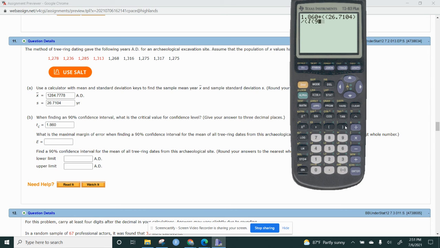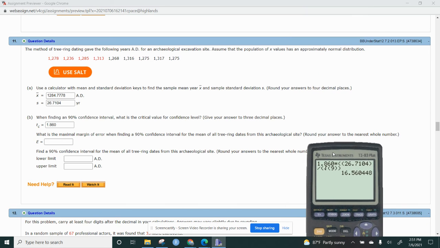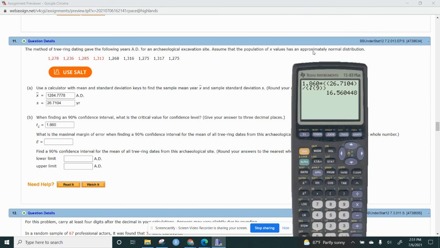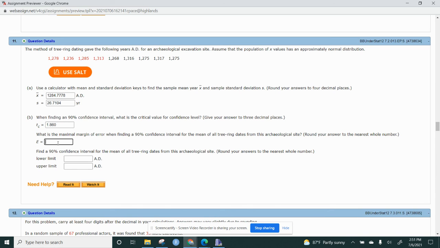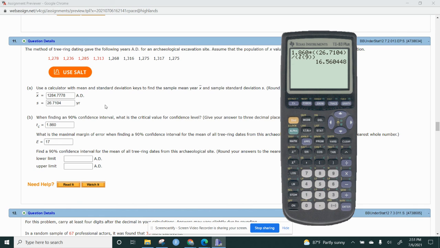And you may know what that is anyway. It's 3. So if I hit enter, I get 16.56. But if I look at it, it wants me to round to the next whole number, which is 17. Okay, so now I need to find my lower limit.